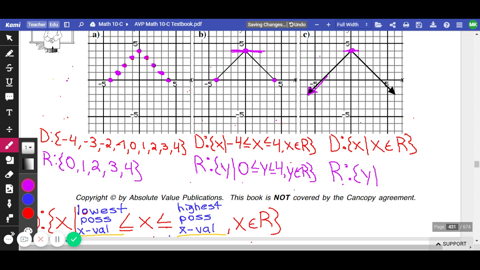So I do need to put y less than or equal to positive 4. That is telling me that y is below 4. And then you do tack on there, comma, y element of the reals, which tells you it can be any real number less than 4. This graph is anything below 4. It goes forever down after 4. That's domain and range.